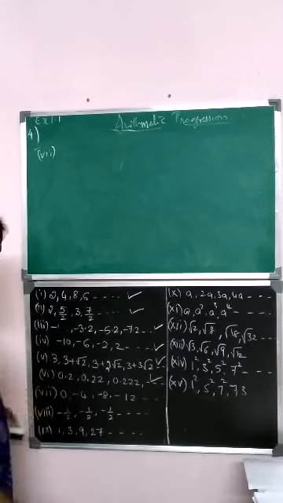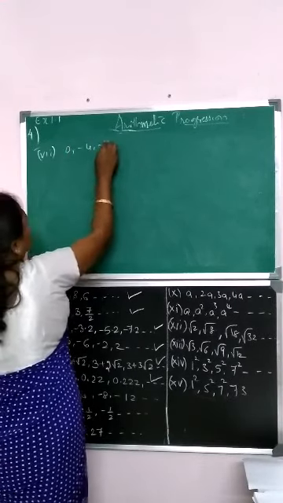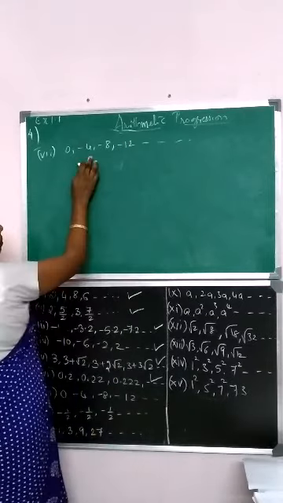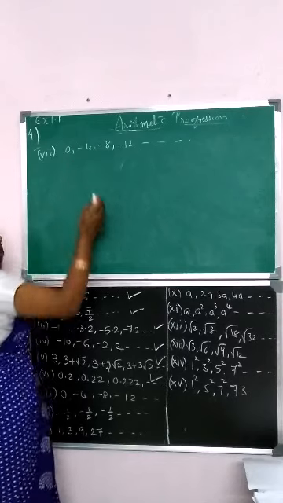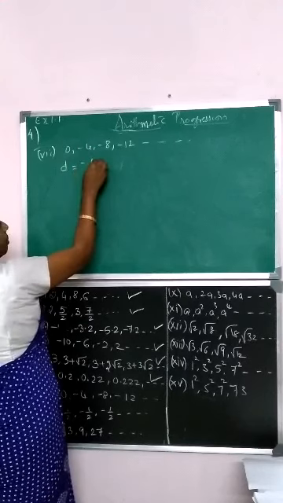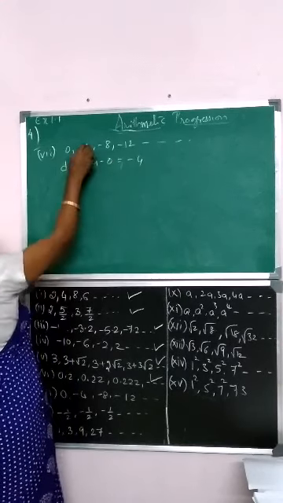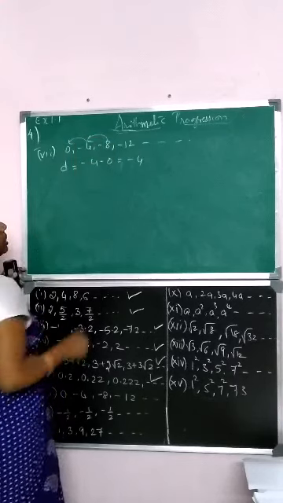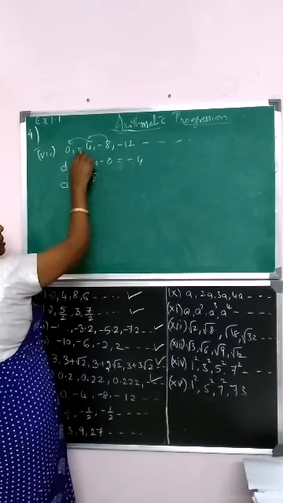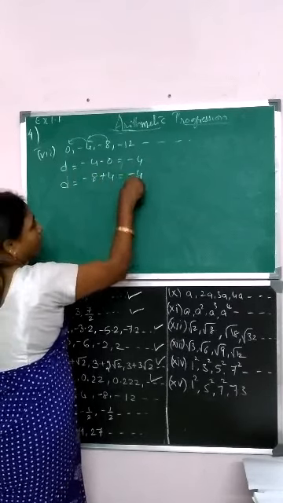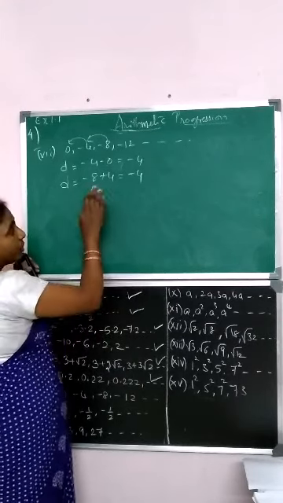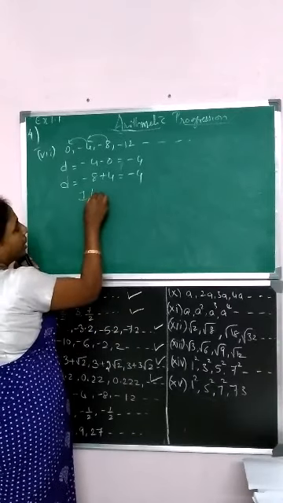In the seventh one we have 0, minus 4, minus 8, minus 12, etc. Now again the same thing, A2 minus A1 and A3 minus A2 we have to do. So common difference is equal to minus 4 minus 0, which is minus 4. Now D is equal to minus 8 minus of minus 4, which is minus 4. Now the common difference is minus 4, which is fixed. So it forms an AP.